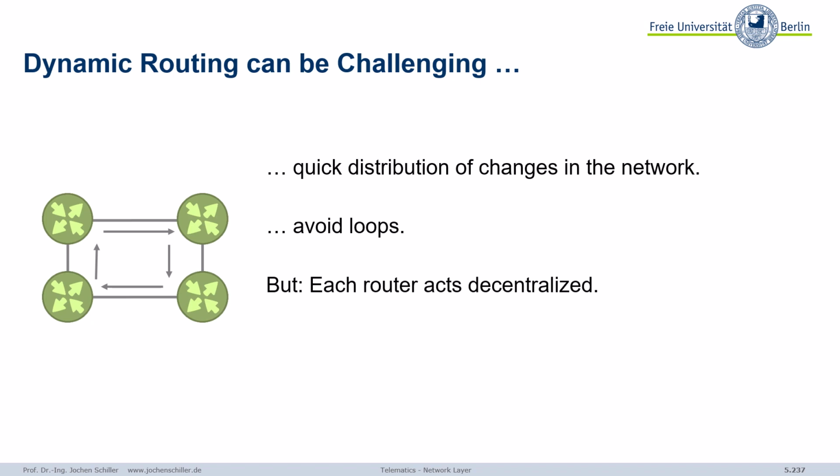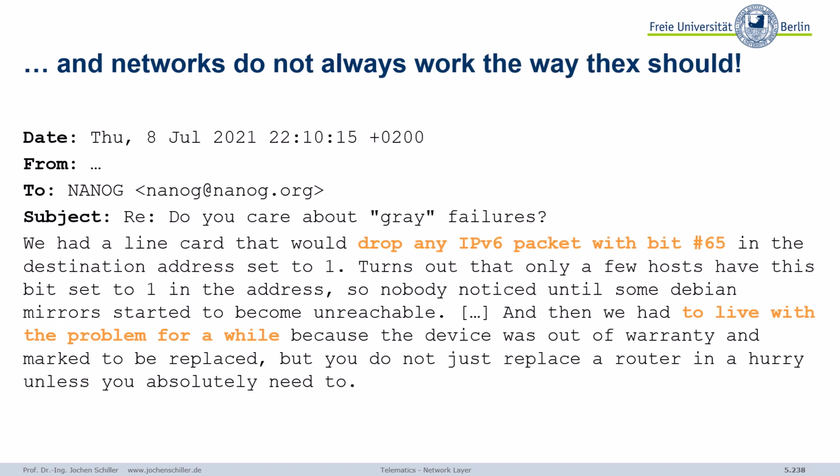And the problem is that the networks do not always work the way they should. There could be a typo somewhere, and this typo then creates something strange. So in this example, a line card drops IPv6 packets where bit 65 in the destination address is set to 1. You cannot think of errors like this. No one noticed this, and then something doesn't work, and you cannot simply replace the line cards, you have to look for new line cards. And what do you do about these types of failures?